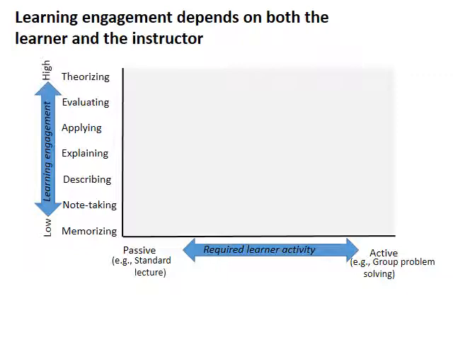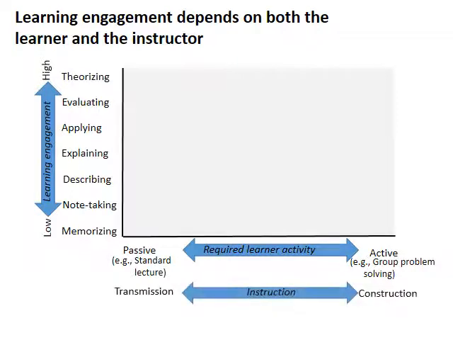On the x-axis, we can plot a couple of different things related to the nature of the activity that the learner is required to undertake. At one extreme end could just be sitting passively in a lecture, and the other could be being fully active in small group problem solving during class time. These required learner activities are essentially tied to how the instructor chooses to design the class session, where they're focusing on transmission of information versus having the students construct knowledge and understanding on their own.